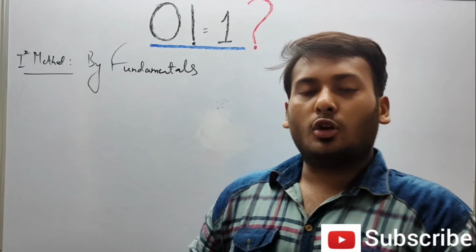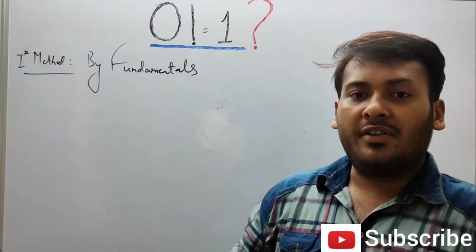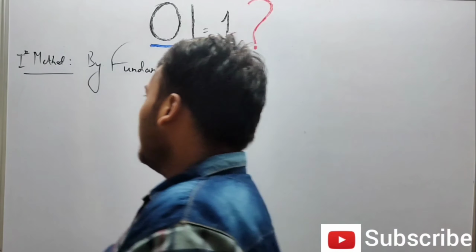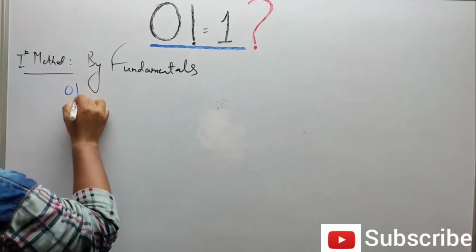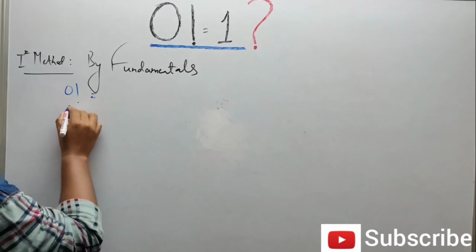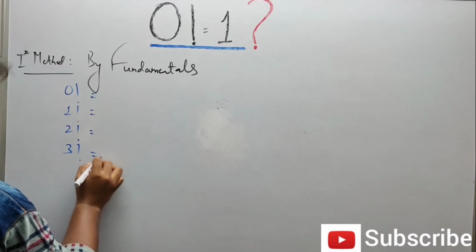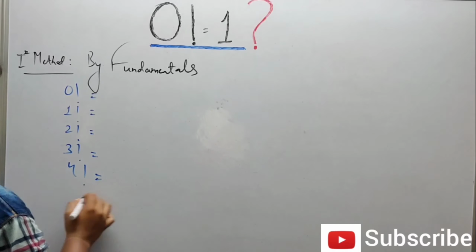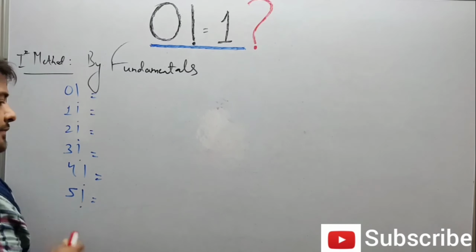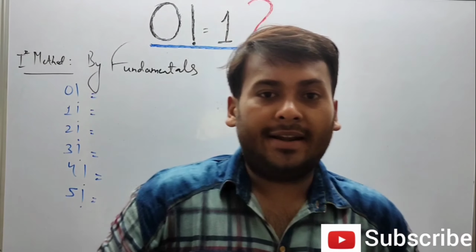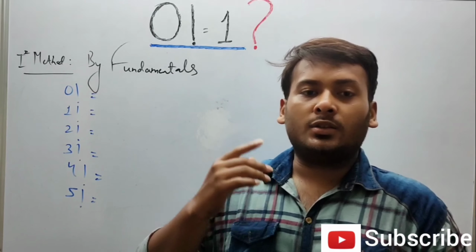Alright, we'll show 0 factorial equal to 1 by some methods, starting with the first method, which is a very fundamental concept. In this we will write down 0 factorial, whose value we have to find, then 1 factorial, 2 factorial, 3 factorial, 4 factorial. Alright, let's also take 5 factorial. You know everybody, what is the value of 5 factorial? It is 120. n factorial is n into n minus 1 till it gets 1.